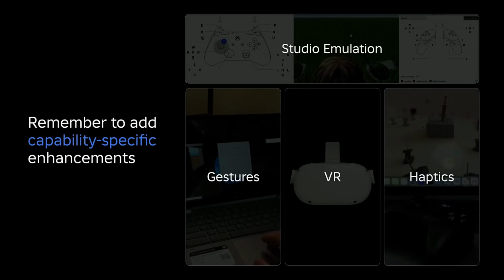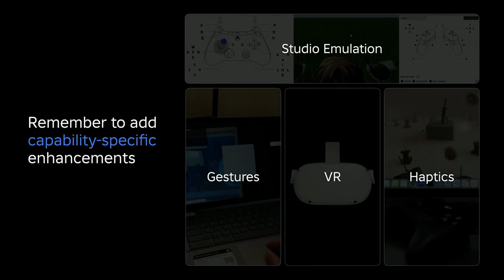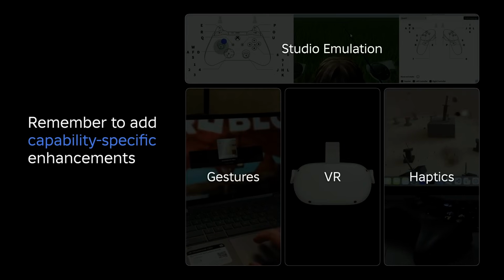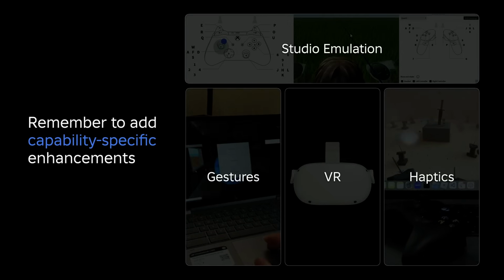Use those APIs to make your game feel special for that platform. Also, don't forget Studio Emulation. Almost all of our APIs can be tested in Studio, including VR, including the Xbox Ally, before you have to hit production and find bugs there.